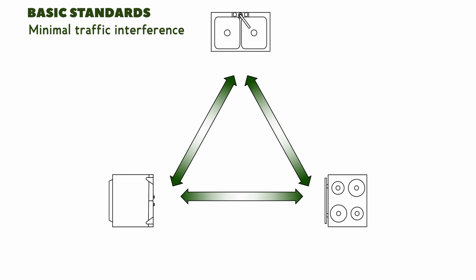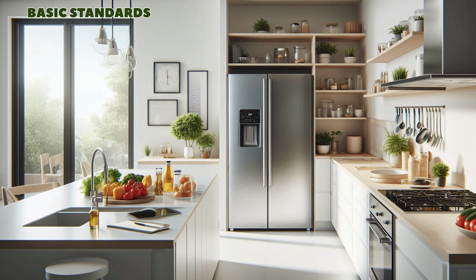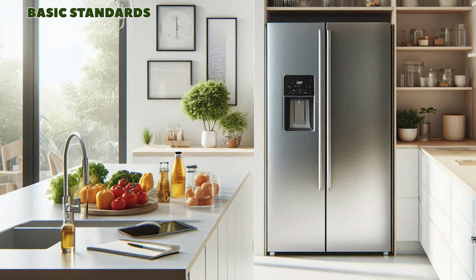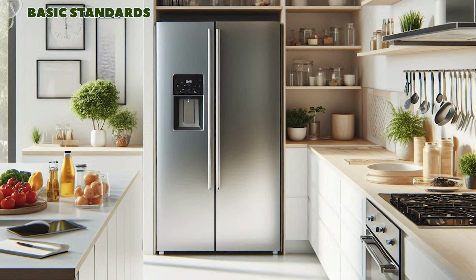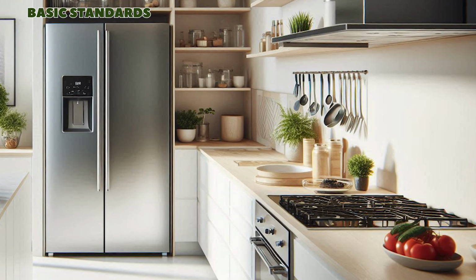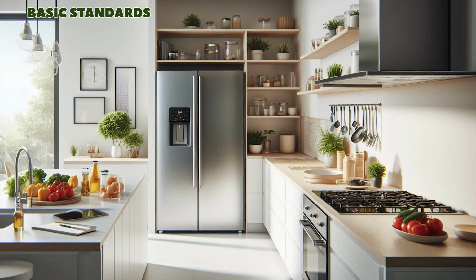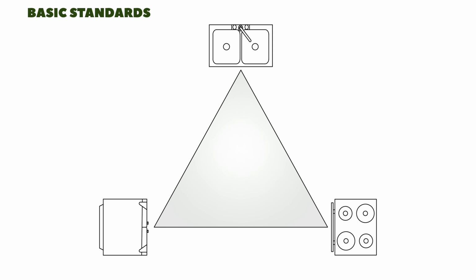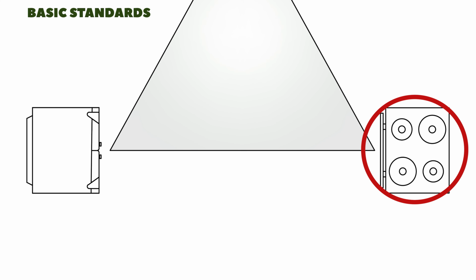By following these guidelines, the kitchen becomes more efficient, with tasks like food preparation, cooking, and cleanup all performed within a streamlined, functional layout. When designing the kitchen work triangle, it's essential to consider the placement of the stove and refrigerator to maintain efficiency and comfort.